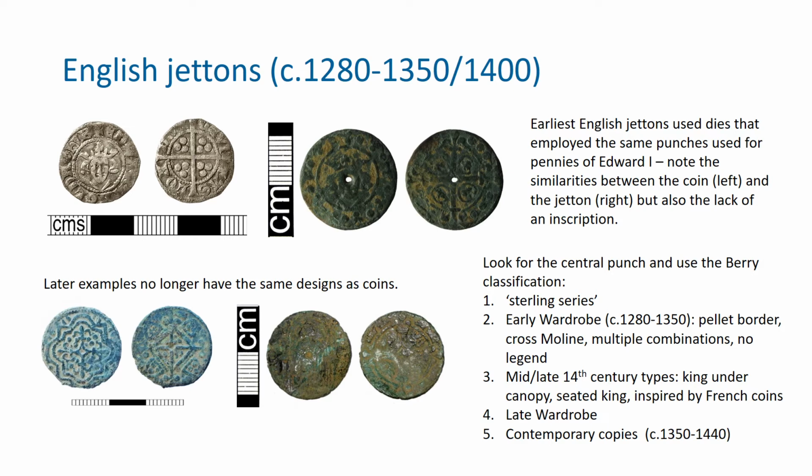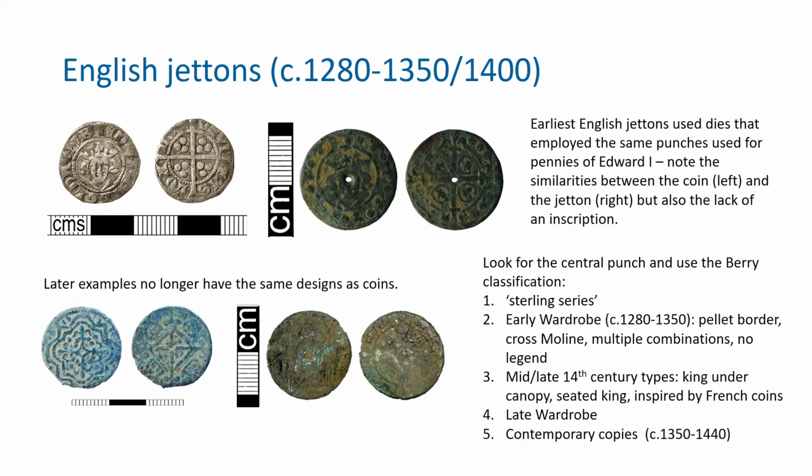The connection is less direct in the middle of the 14th century, but scholars have suggested that an increase in size of Jettons coincided with an increase in the size of silver coins, when multiple denominations, namely half-groats and groats, were introduced in the 1340s. But these Jettons no longer bore the same designs as the coinage.